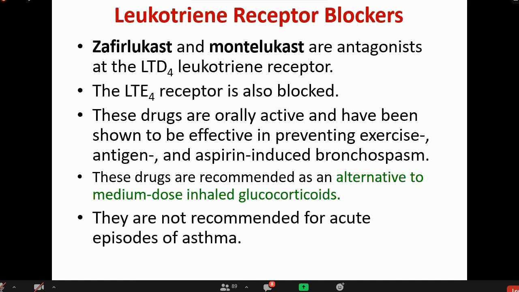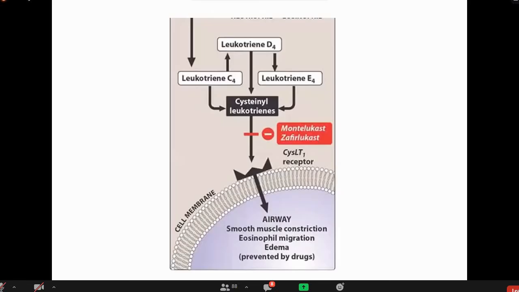These drugs are recommended as an alternative. Please note this point. These drugs are recommended as an alternative to medium dose inhaled glucocorticoids, right? So they are not recommended for acute episodes of asthma. Right, so this point we have already discussed, that the preferred group is the inhaled glucocorticoids.